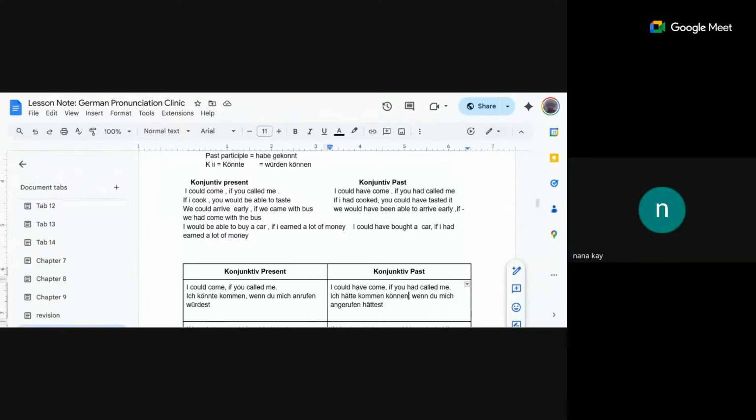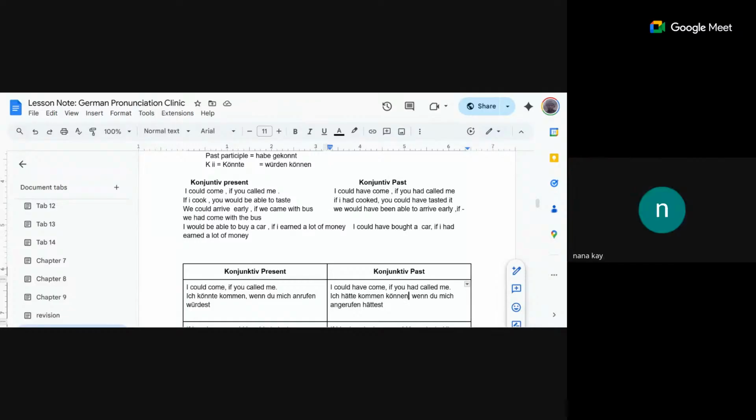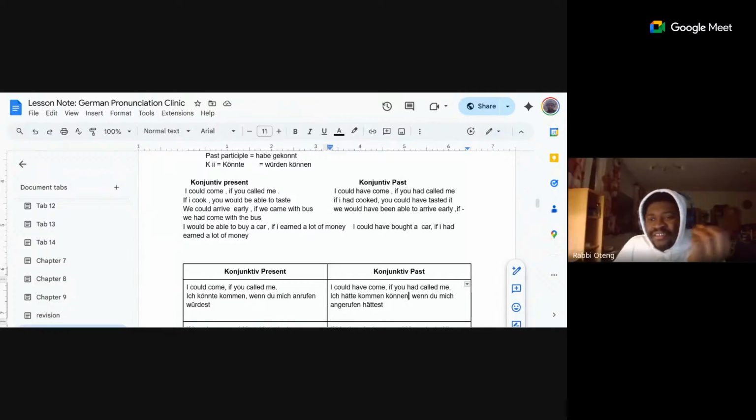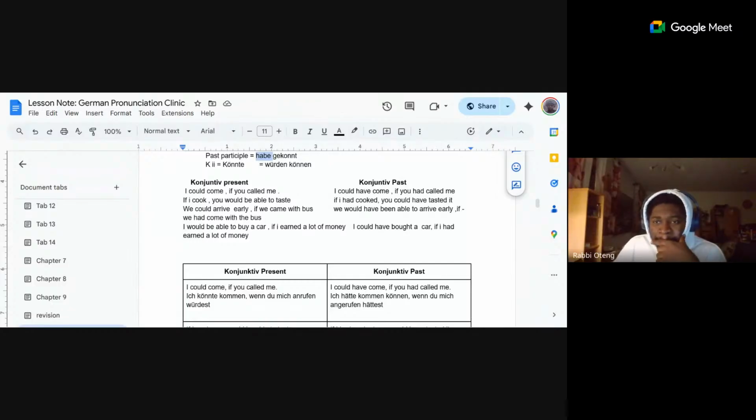One more question. Is it said without the verb, because the past is formed with haben? In this sentence, like I said, don't try to make sense of it. Just stick to the structure, because it doesn't make sense.